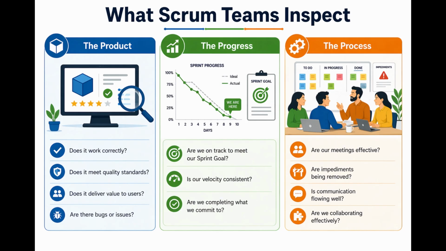In the progress, this is inspected: Are we on track to meet our sprint goals? Is our velocity consistent? Are we completing what we commit to? In the process, this is inspected: Are our meetings effective? Are impediments being removed? Is communication flowing well? Are we collaborating effectively?